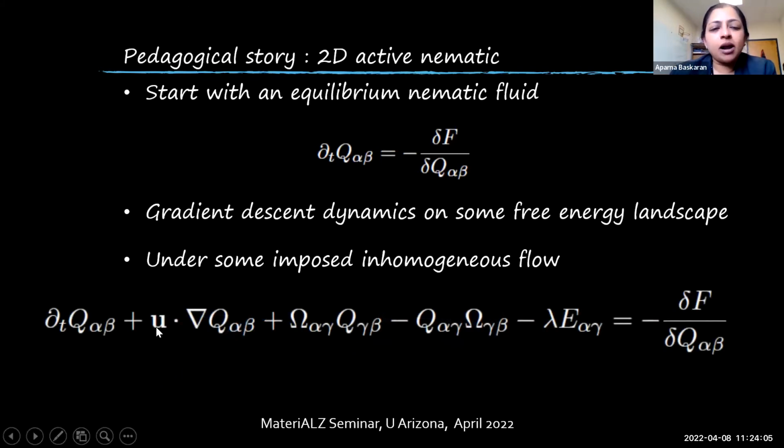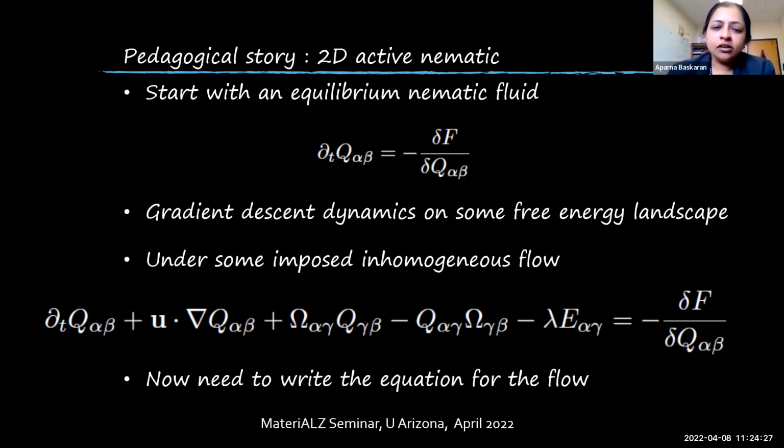It says that the order parameter will be convected by the flow, it will be rotated by the flow, and there will be a shear alignment, which says that the rods, even if they don't talk to each other, will tend to align in the extensional direction of the flow. So this would be the equation that I would write down for a passive liquid crystal when I impose an external inhomogeneous flow. Okay. Now, what remains to be done to complete building my theory is I need to write an equation for the flow. So let's do that.